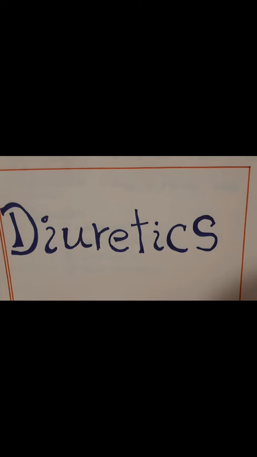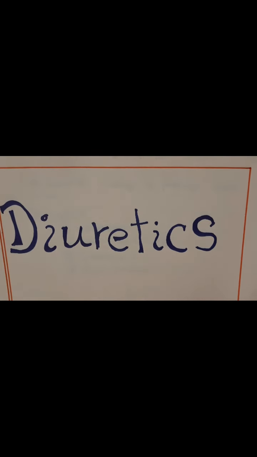Today I am going to talk about diuretics. Let's see what are diuretics. Diuretics are agents that stimulate the kidneys to produce more urine by flushing excess fluid and minerals from the body.